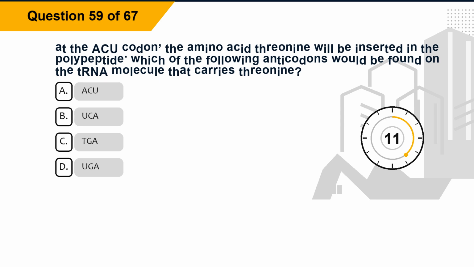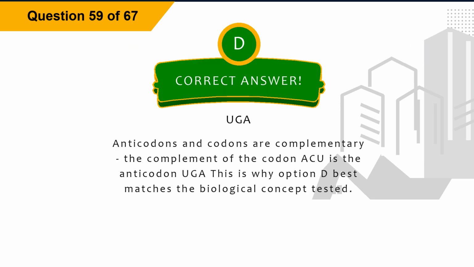Which of the following anticodons would be found on the tRNA molecule that carries threonine? Option A, ACU. Option B, UCA. Option C, TGA. Option D, UGA. The correct answer is option D, UGA.